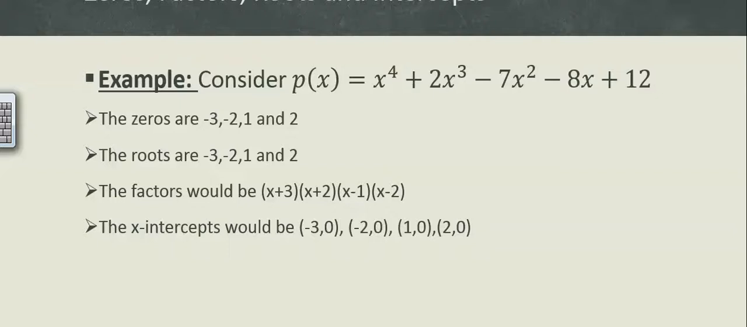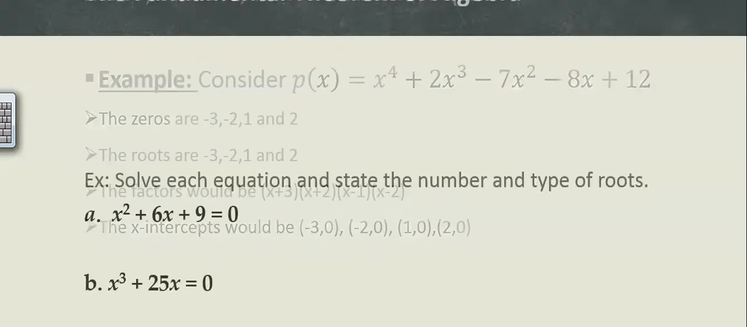The intercepts are something that we can plot. Our zeros are also known as our x-intercepts. They are where they cross the x-axis.